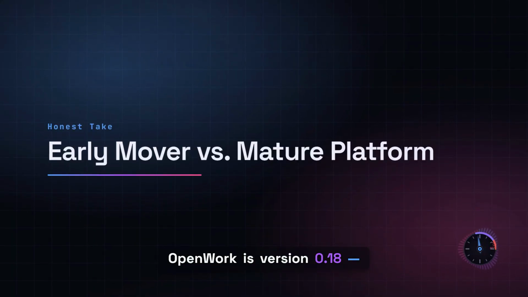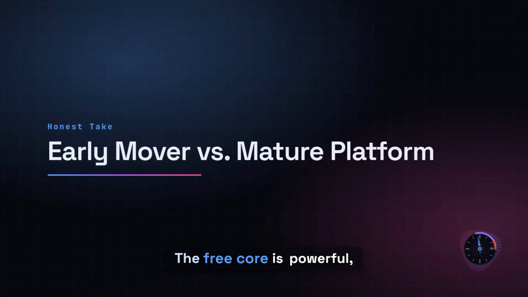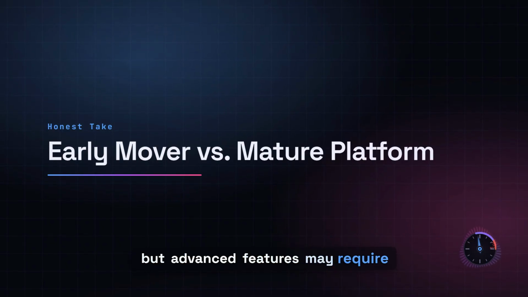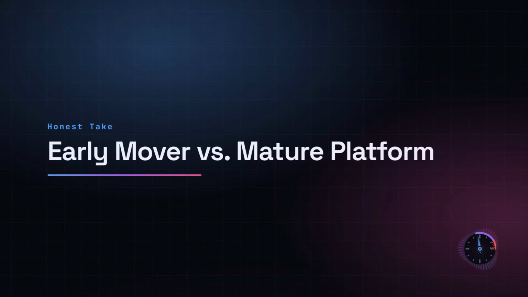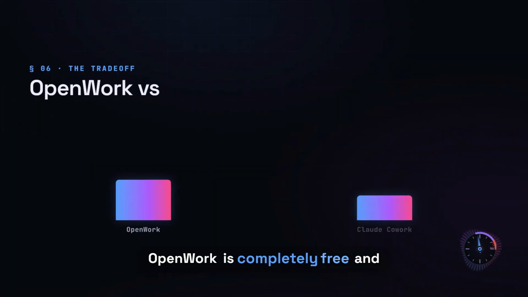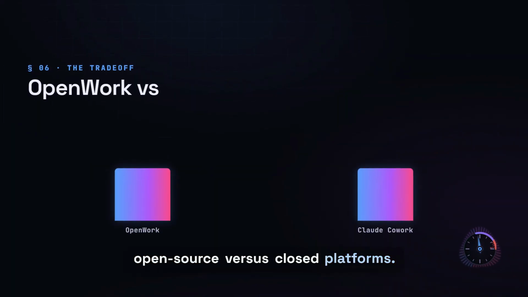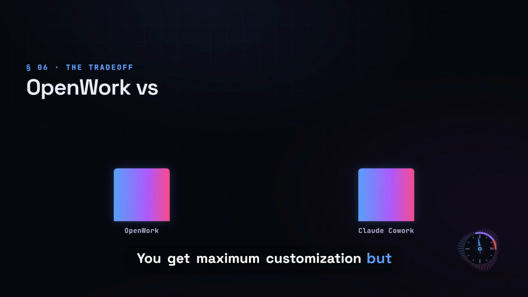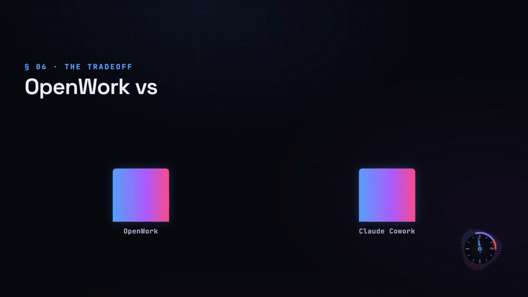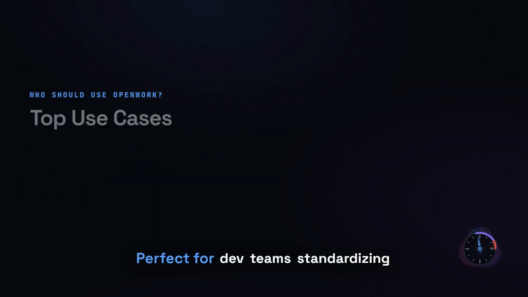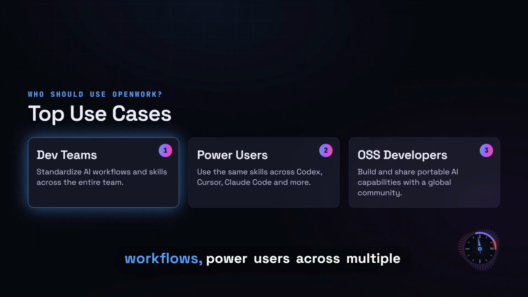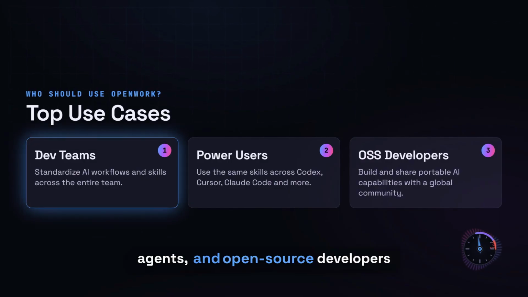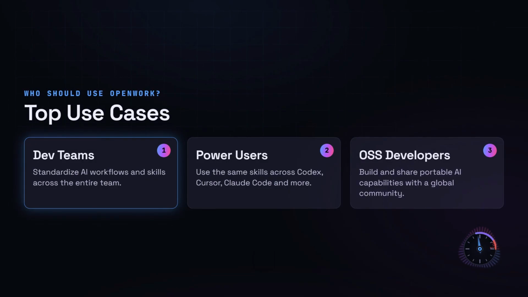OpenWork is version 0.18, still evolving fast. The free core is powerful, but advanced features may require paid services. OpenWork is completely free and open source versus closed platforms. You get maximum customization, but handle setup yourself. Perfect for dev teams standardizing workflows, power users across multiple agents, and open source developers sharing capabilities.